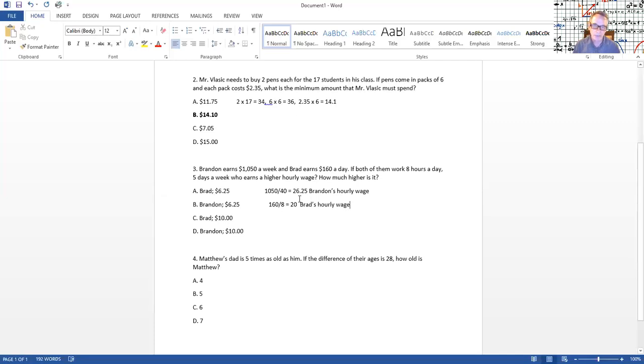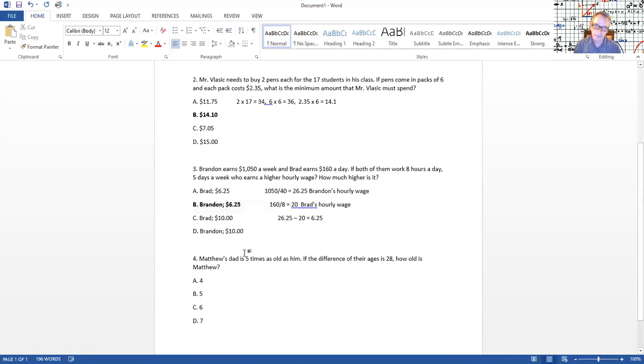So what's the difference between 26 and 20? Okay, so then that's just a matter of saying 26.25 minus 20. So the difference in hourly wages is going to be $6.25. So Brandon earns $6.25 more per hour. Okay, so let's make that bold.